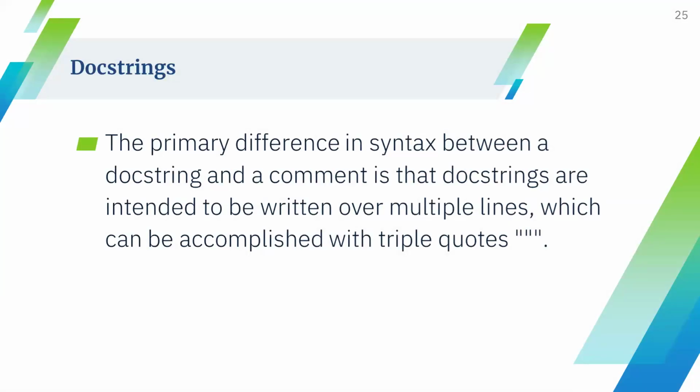Then coming to the docstring. The primary difference in syntax between a document string and a comment is that document strings are intended to be written over multiple lines, which can be accomplished with triple quotes. When you have a paragraph-like comment over multiple lines, you go with the document string, which uses triple quotes. That is the difference: a comment means a single line.